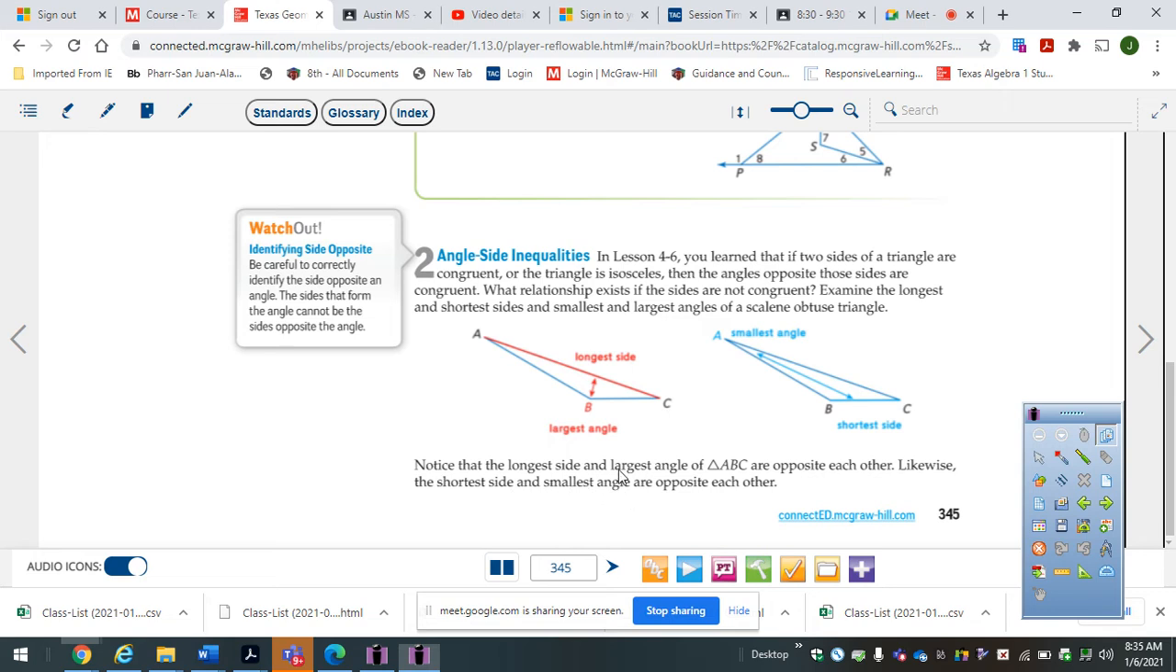So you can think about this too. If you know that's the smallest, you know that's the largest. Well, then this would be the middle one, right? The middle angle, the one with the middle degrees, has to be across the side that's the mid-length. Pretty cool. I like that idea.